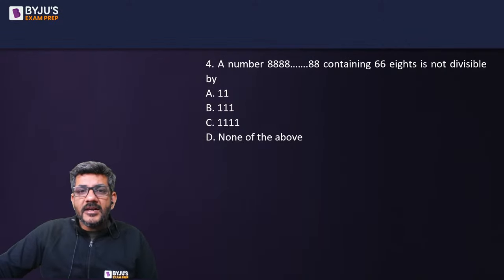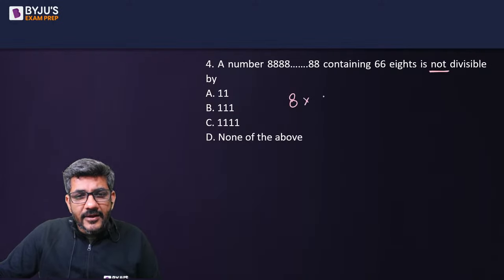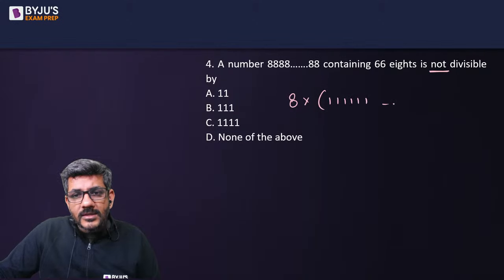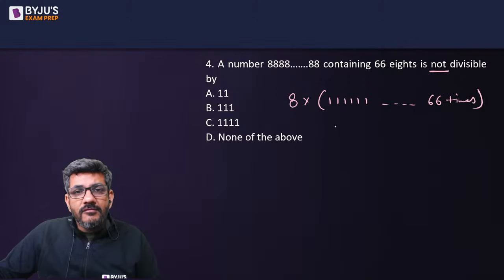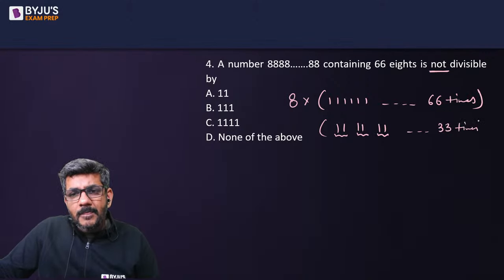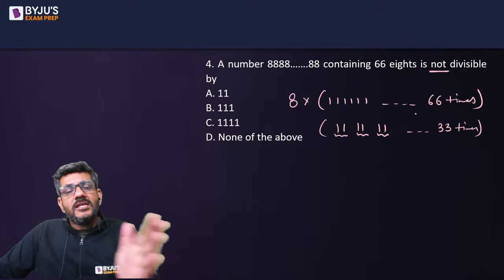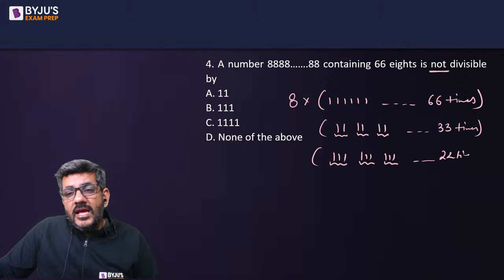A number 8888 written 66 eights is not divisible by O, right? Now 66 times 8 is written, or can I say it is 8 into 111111 times, right? From this I take out 8 common, so 1111 would be written 66 times. Now 1111 times can be written as 11 11 11 is written 33 times. If I make pairs of 2, there are 33 pairs of 2. And I can also say it is triple one, triple one, triple one 22 times.